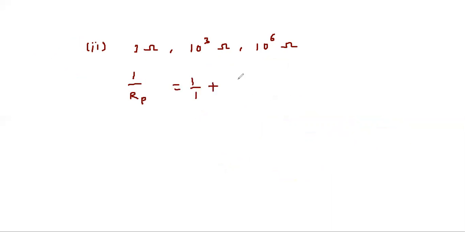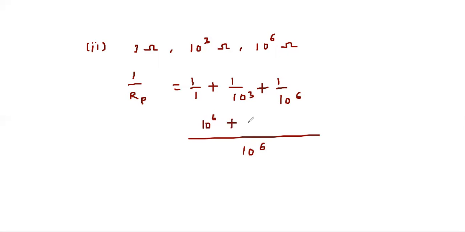Second part. In second part, 1 ohm, 10 power 3 ohm and 10 power 6 ohm. The result will be almost 1 ohm. We can evaluate it 1 upon Rp, 1 upon 1 plus 1 upon 10 power 3 plus 1 upon 10 power 6. LCM will be 10 power 6. So here 10 power 6 and this will become 10 power 3 and this will become 1.